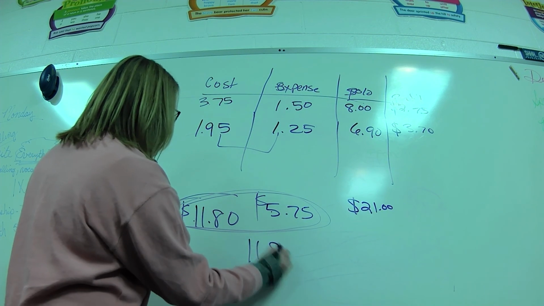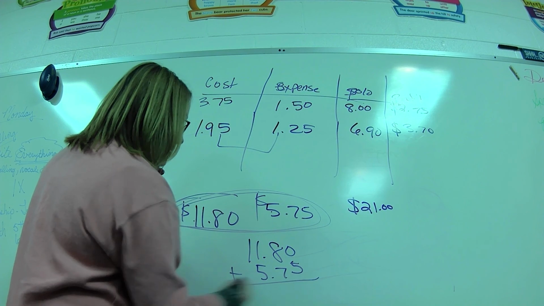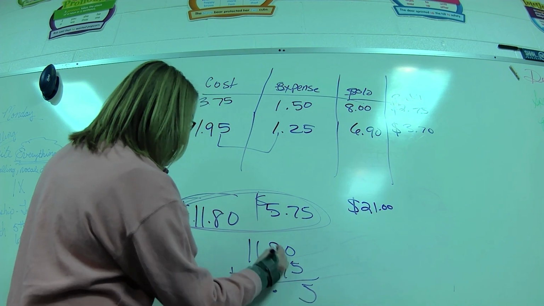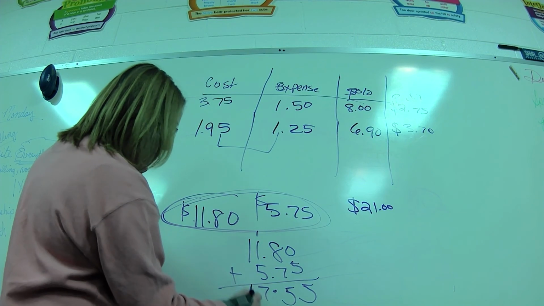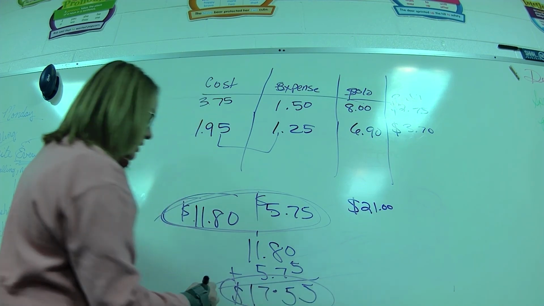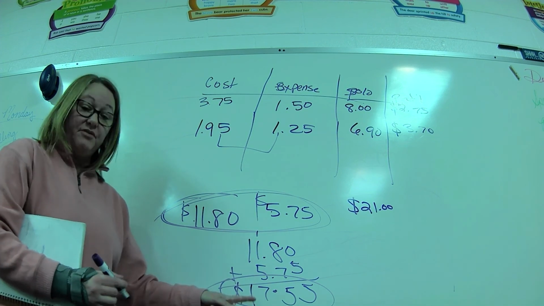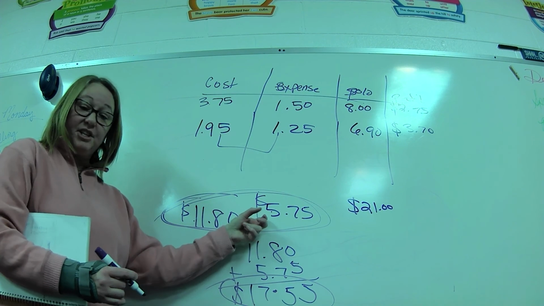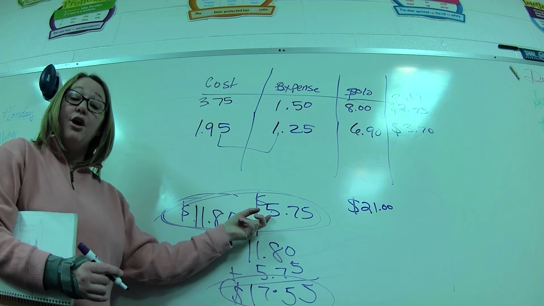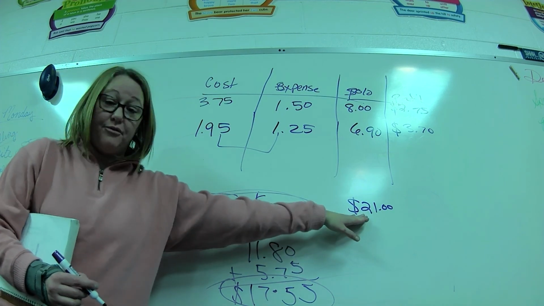All right, so $11.80 plus $5.75, that's 5. So 8 plus 7 is 15. 7 and 1. So it costs the seller $17.55. Again, he had to buy it first, and then he has this expense of insurance or shipping or whatever else, taxes that he has to pay. He's listed it and sold it for $21.